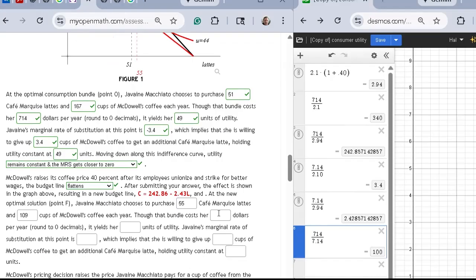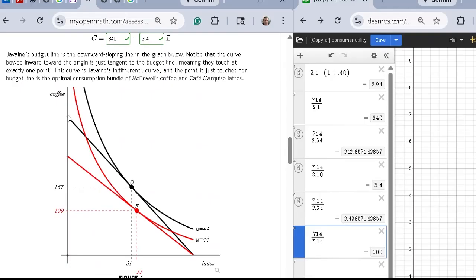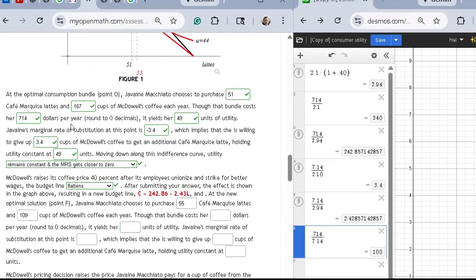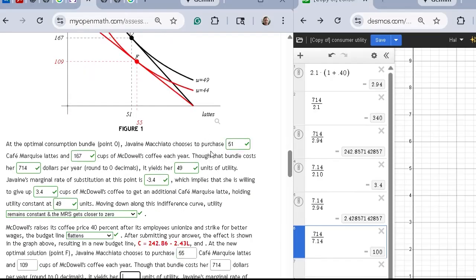Though the bundle still costs her, remember the bundle is still costing her $714 because this original budget line, anywhere on it was $714. That budget line intersects this red budget line at this one point. Every consumption bundle on the red line costs her $714, and every bundle on the black line costs her $714. So that hasn't changed at all. So she's still spending $714. It yields her less utility though. When you go from point O to point F, utility falls from 49 to 44.